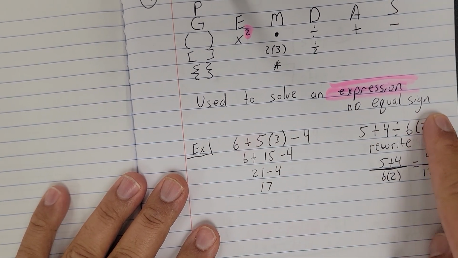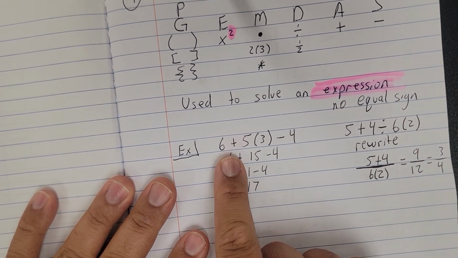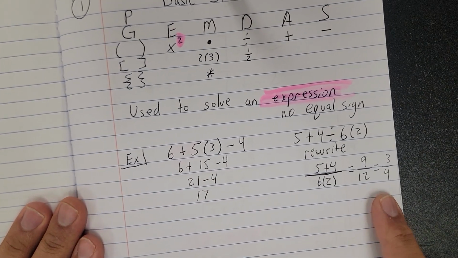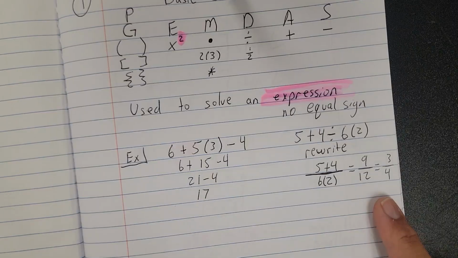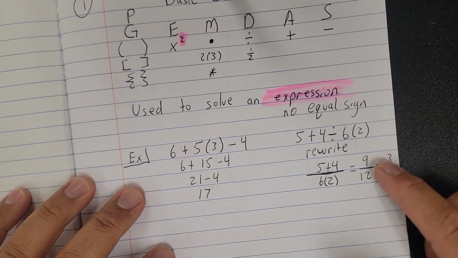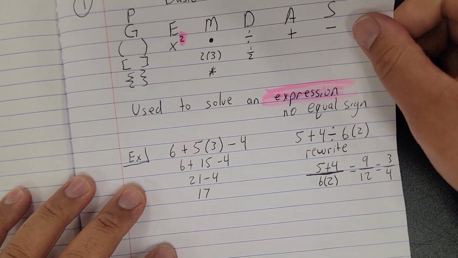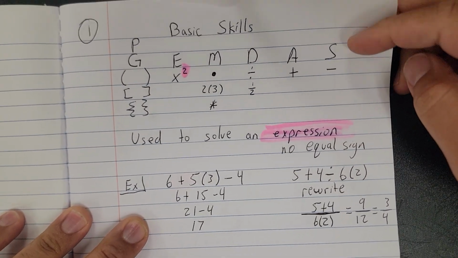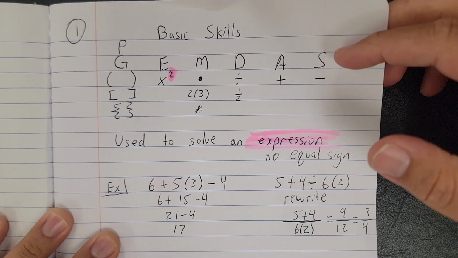I use this to solve an expression. An expression has no equal sign. So something like this. I gave you all some examples here. Go ahead and copy this down for the first page. Make sure it's all there. There you go.